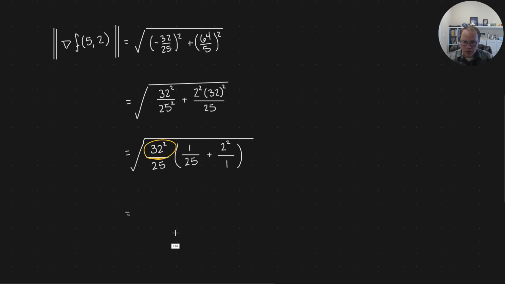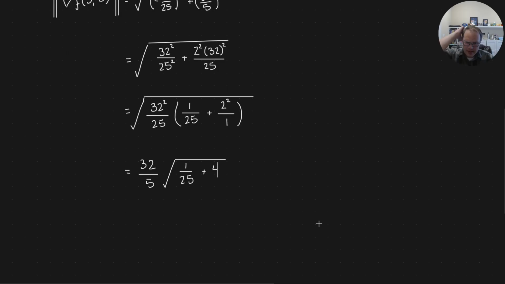Okay. Square root of 32 squared is just 32. The square root of 25 is 5, so I can pull those out of the root. And in the root, I still have 1 over 25 plus 2 squared over 1, that's 4. Okay. 4 is the same thing as 100 over 25. I'm going to get 32 over 5 times the square root of, so this is 100 over 25. If I add the two fractions together, I get 101 over 25.